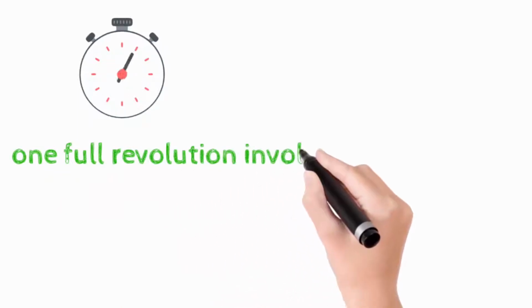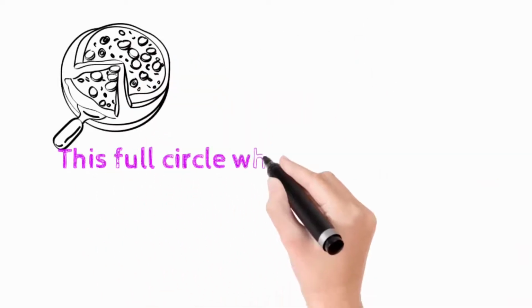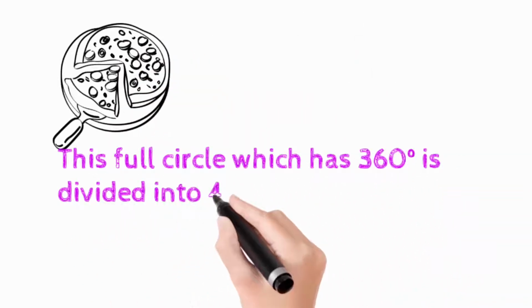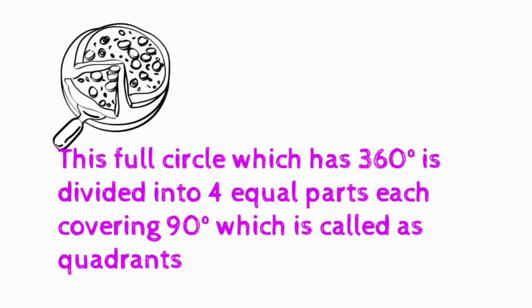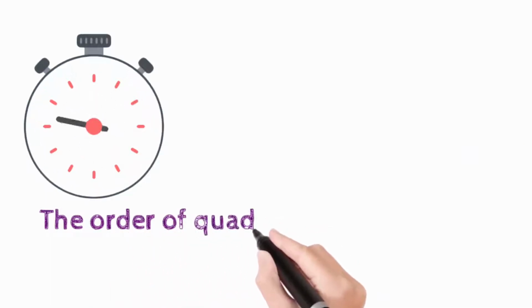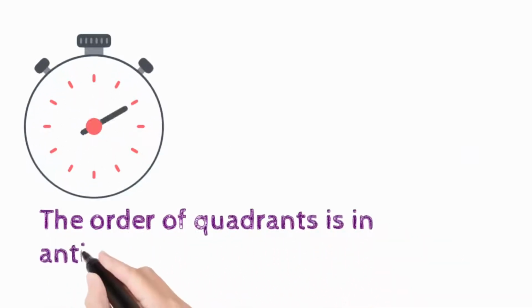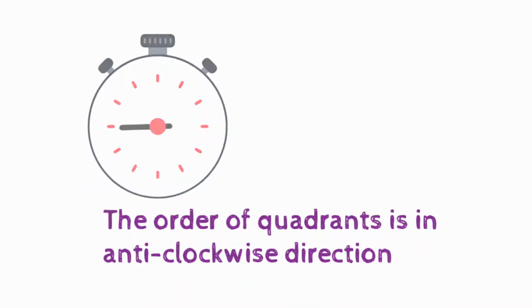One full revolution of a circle consists of 360 degrees. Now this 360 degrees of the circle is divided into 4 equal parts, each covering 90 degrees, which are called quadrants. Now the order of the quadrants is taken in the anti-clockwise direction. The one which you see here in the image is the clockwise direction.